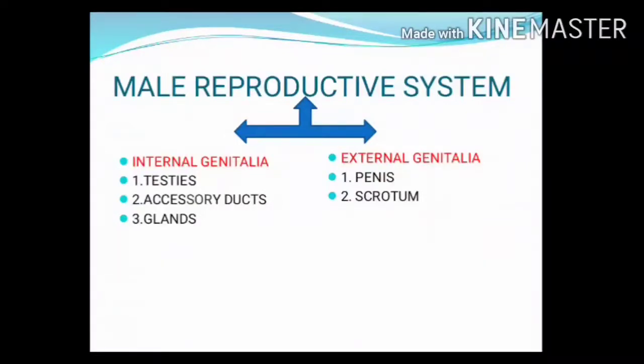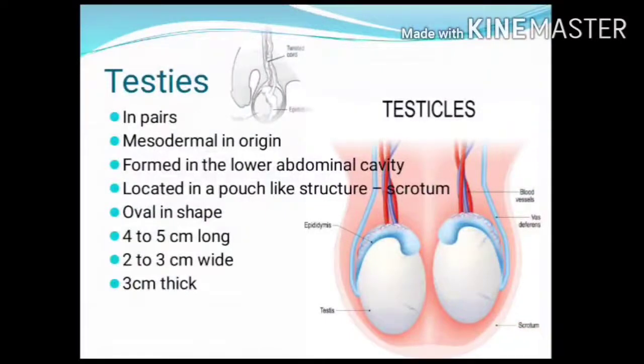First, the internal genitalia. As I have already explained, the organs located in the abdominal cavity are called the internal genitalia. In that, the first we are going to study is the testes. The testes are a pair, mesodermal in origin, and they form in the lower abdominal cavity. Means they are located in a pouch-like structure known as the scrotum.